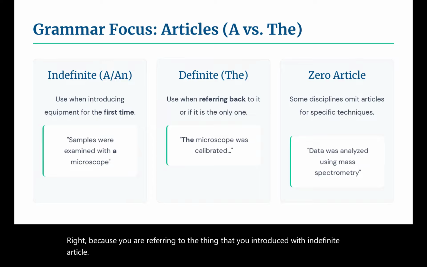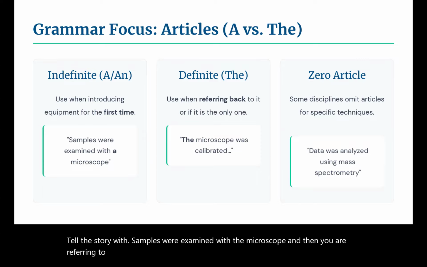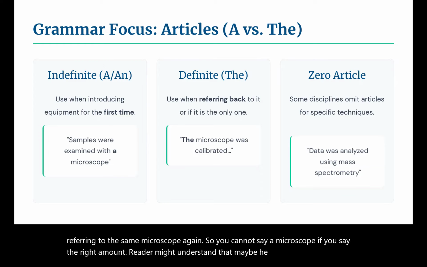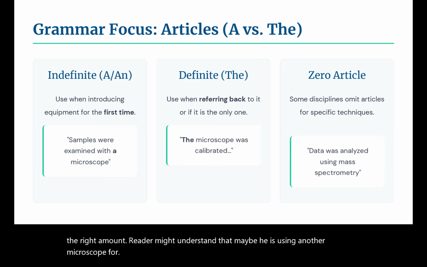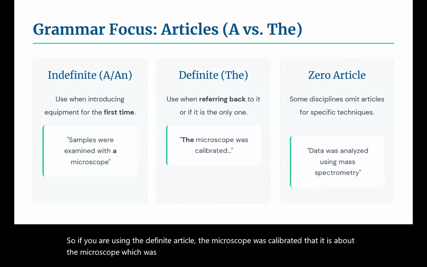The microscope was calibrated. Now, if you first tell the story with samples were examined with a microscope, and then you are referring to the same microscope again, you cannot say a microscope. If you say that, the reader might understand that maybe you are using another microscope. So if you are using the definite article, the microscope was calibrated, you know that it is about the microscope which was mentioned earlier that this writer is talking about, right?